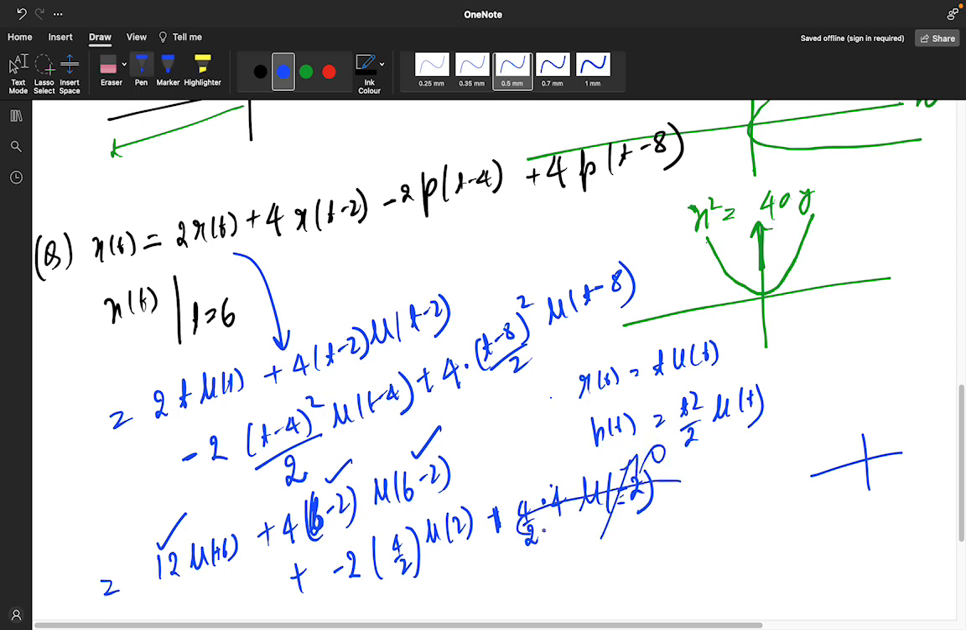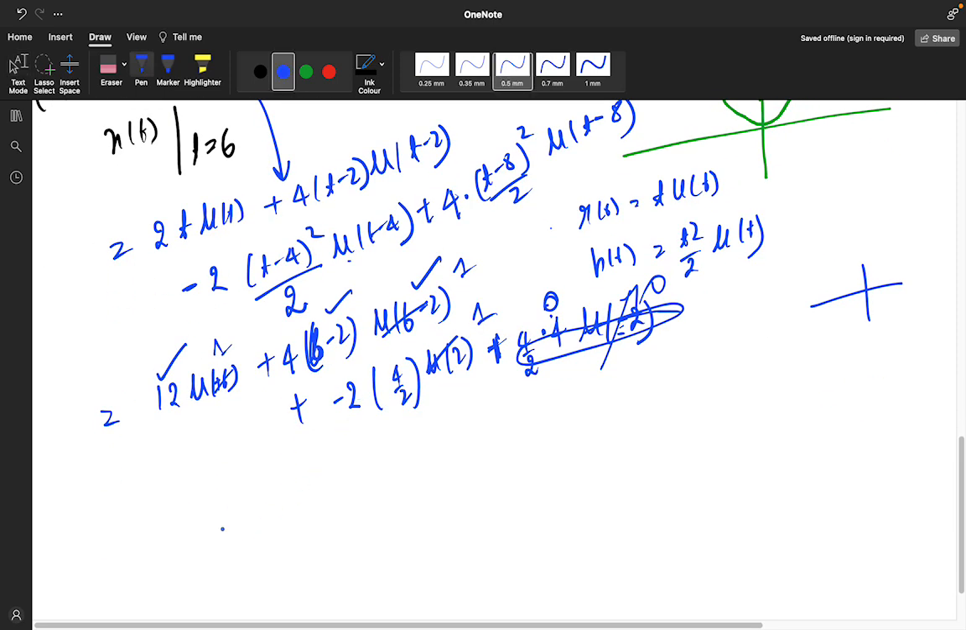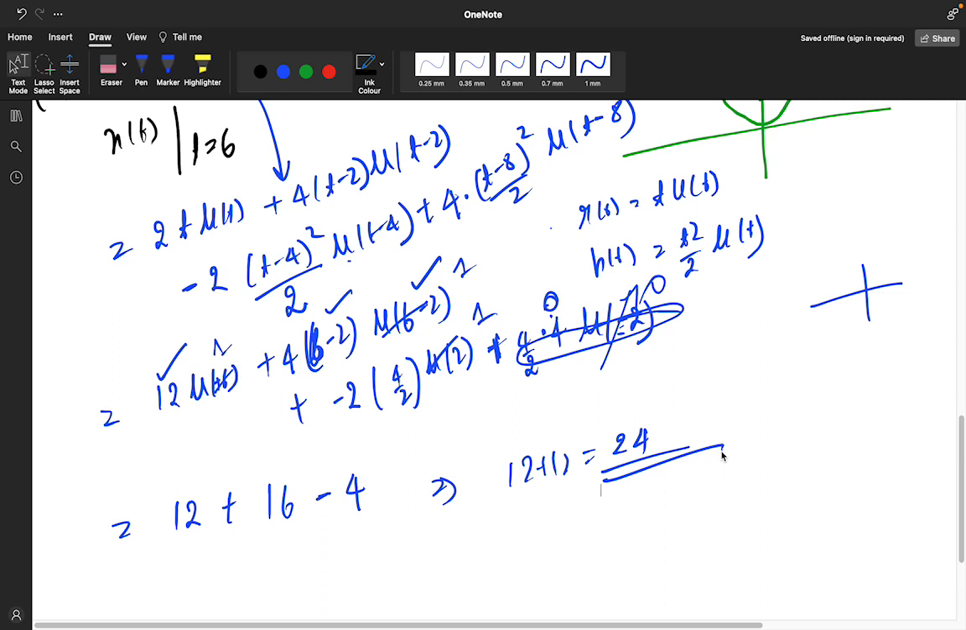So this particular term will be 0. Here it will become 1, here also it will become 1, here also it will become 1 only. So what is the answer you will get? 12 plus 4 for the 16 minus 4, that's it. So this is nothing but 12 plus 12, that is 24. So the answer will be 24.